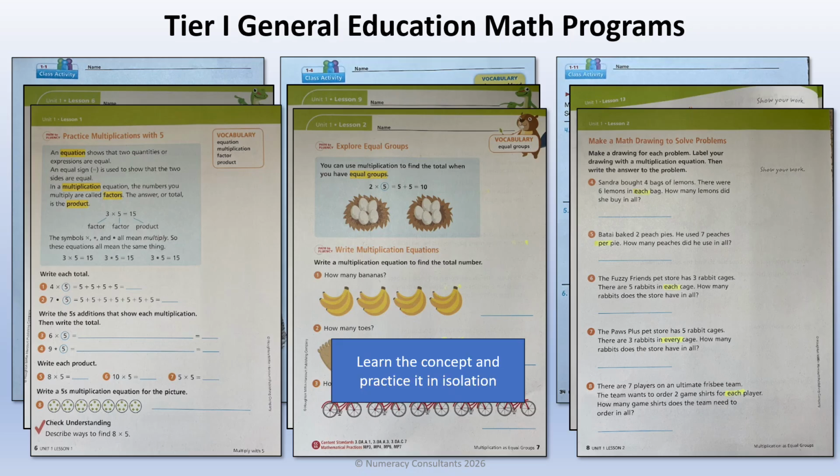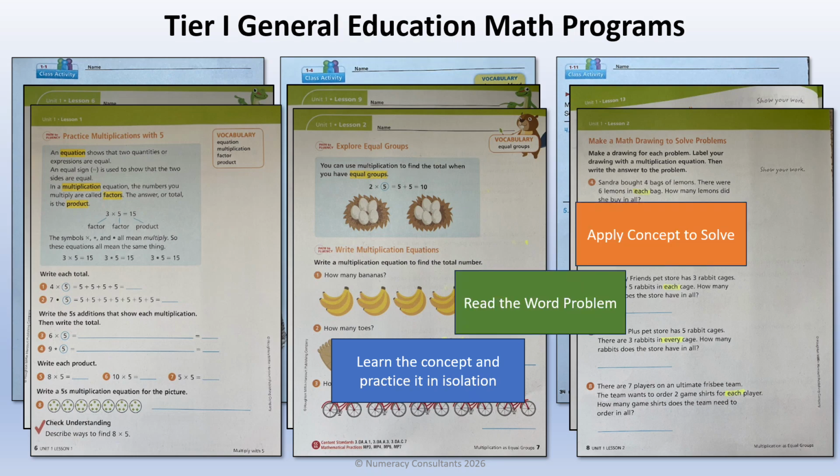So the approach that our Gen Ed Tier 1 tends to take is this: learn the concept and practice it in isolation. Then all you need to be able to do is just read the word problem, and then you apply the concept. So it really simplifies the process. Practice in isolation, read the problem, apply the concept.